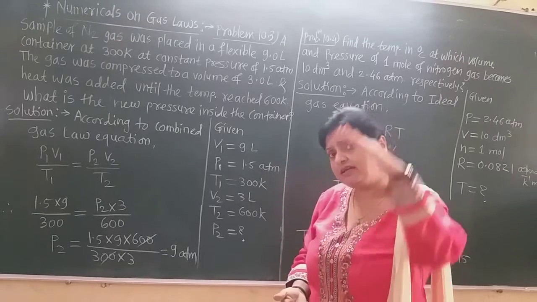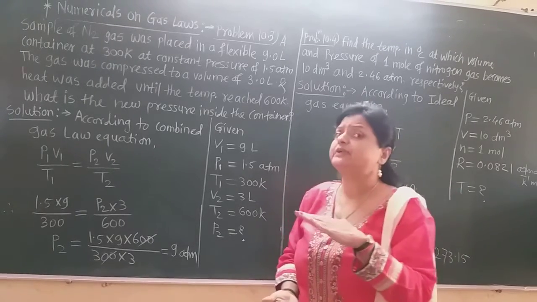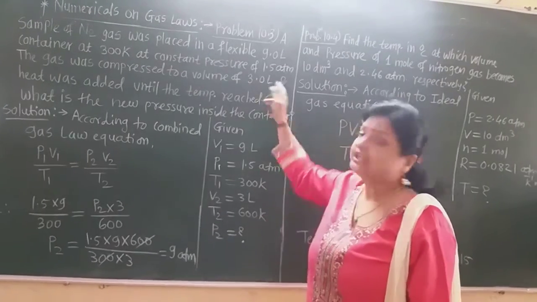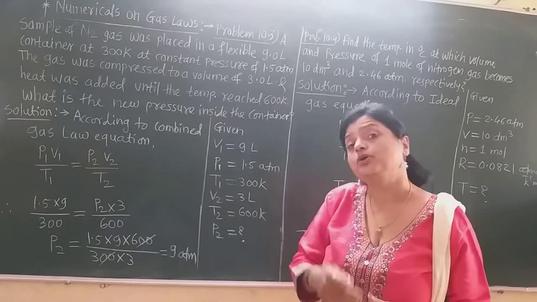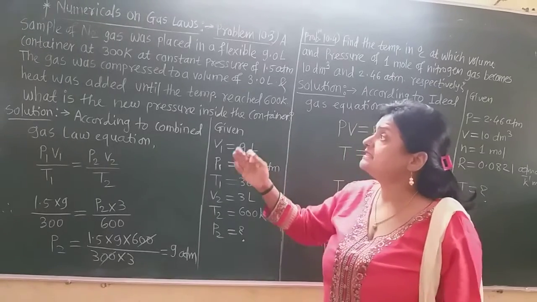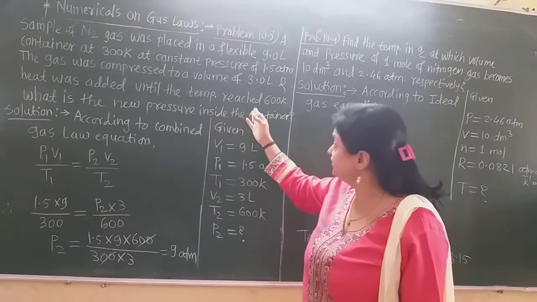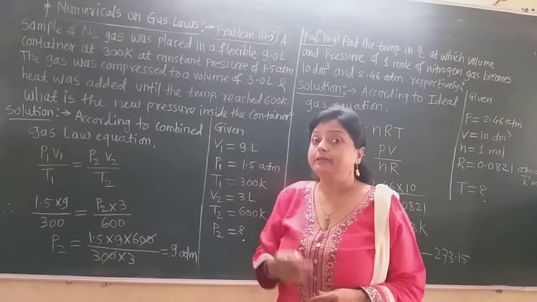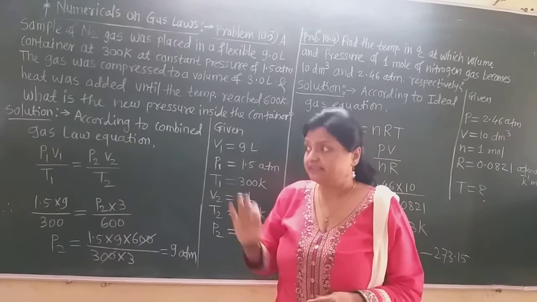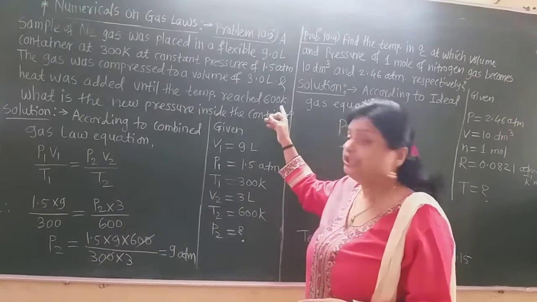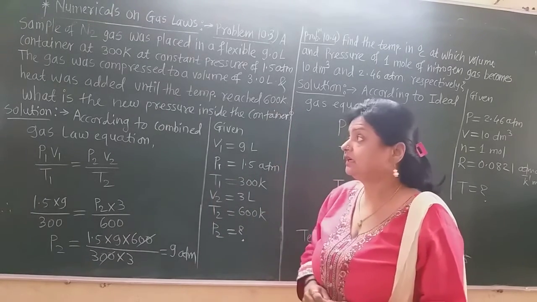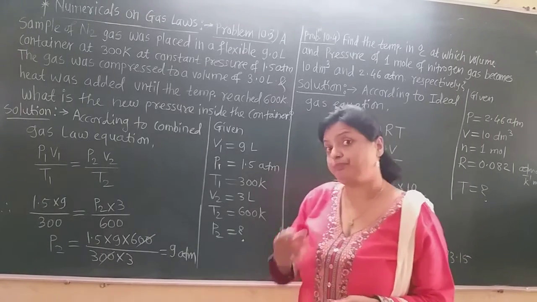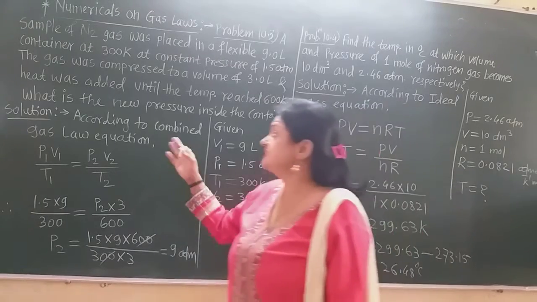The gas was compressed to a volume of 3 liter. In the same container, on increasing the pressure, the gas gets compressed and its 9 liter volume decreases up to 3 liter. That means the final volume is now 3 liter. And heat was added until the temperature reached 600 Kelvin. That means the temperature T2 is 600. Then they ask us what is the new pressure inside the container. What is P2? Now the solution is given.